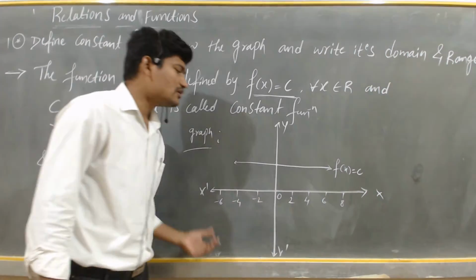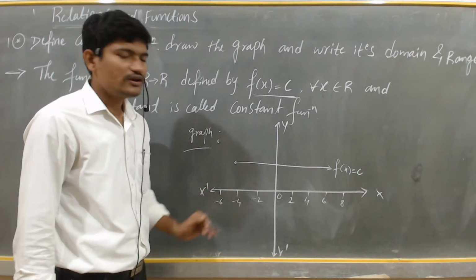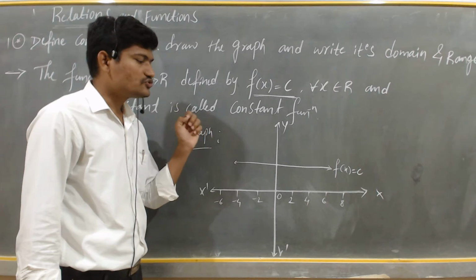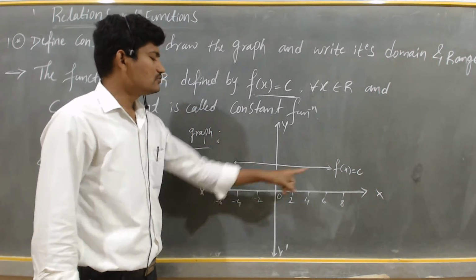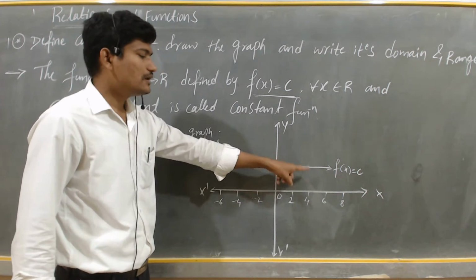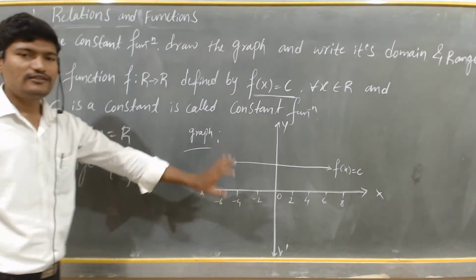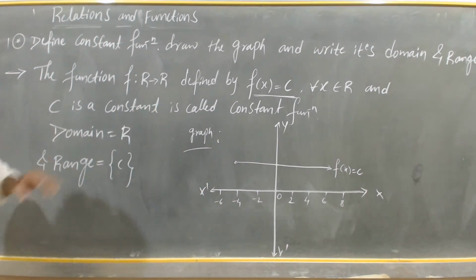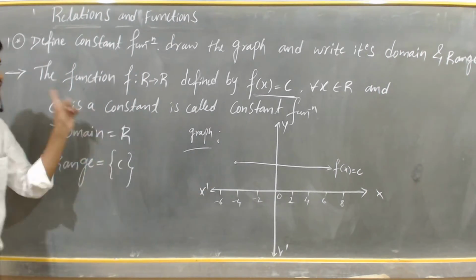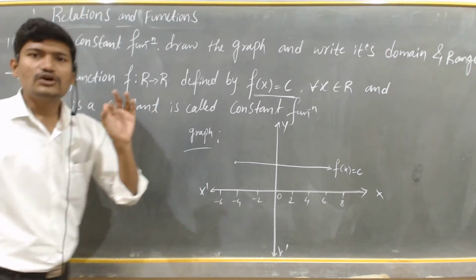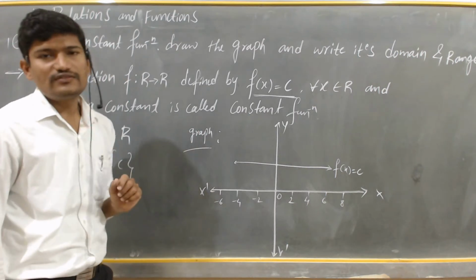Now this is the graph. You must indicate the x axis, y axis, x dash and y dash, and you must draw it in a graph notebook only. Now you take a scale also. This is a straight line, parallel to the x axis. If you indicate like this, definitely you will get 5 marks. This graph contains 2 marks, domain and range contain 2 marks, and explanation contains 1 mark. So totally 5 marks from your annual examination point of view.